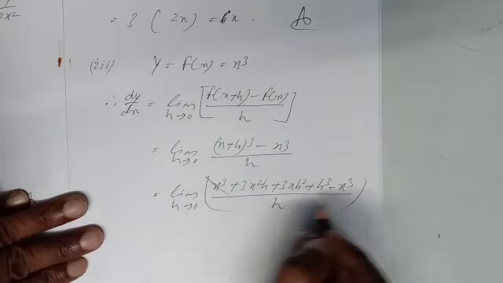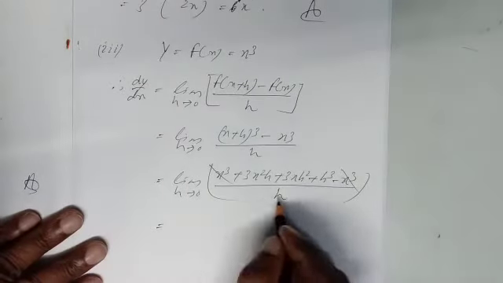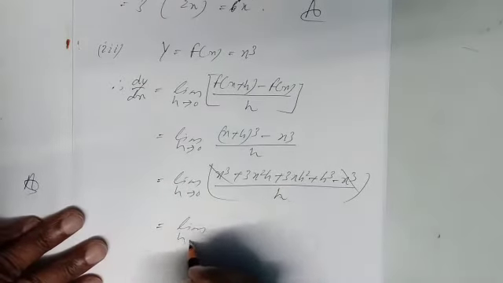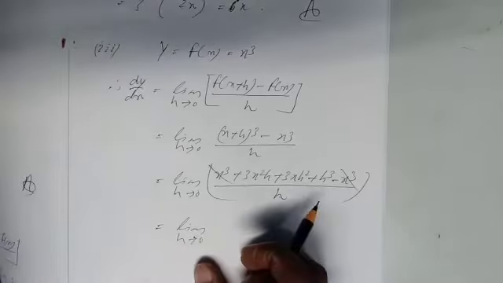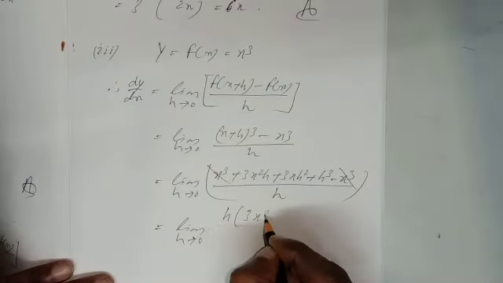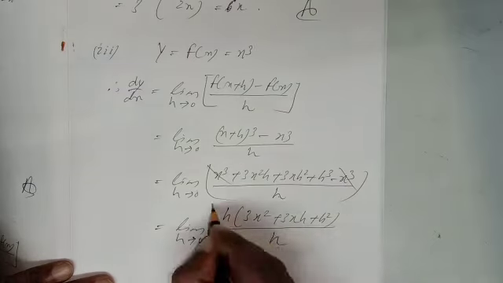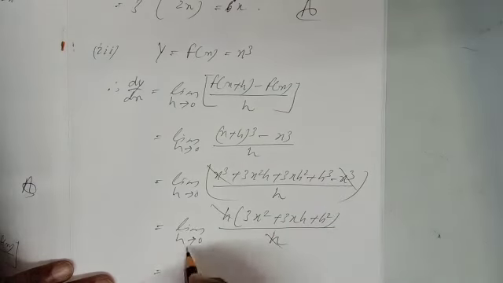After that this x cube will be cancelled out. From here you can take h common, that h will be cancelled here. Limit h tends to 0, take h common here, that means 3x square plus 3xh plus h square by h. After this h will be cancelled out. Now put h equal to 0 here.